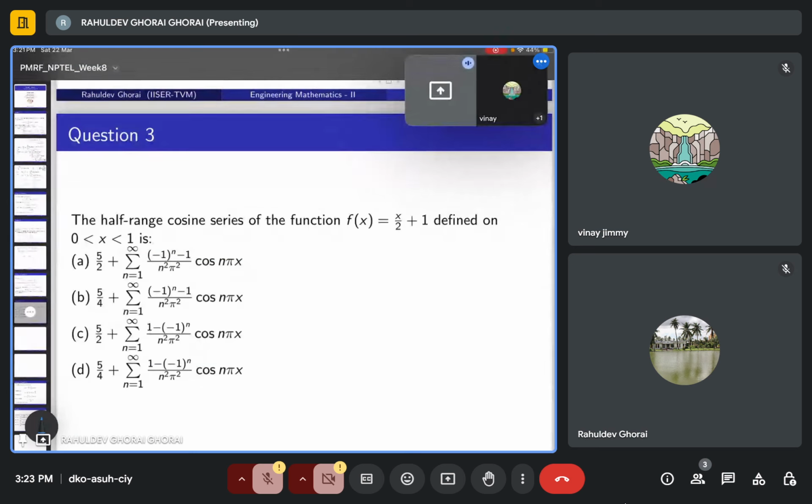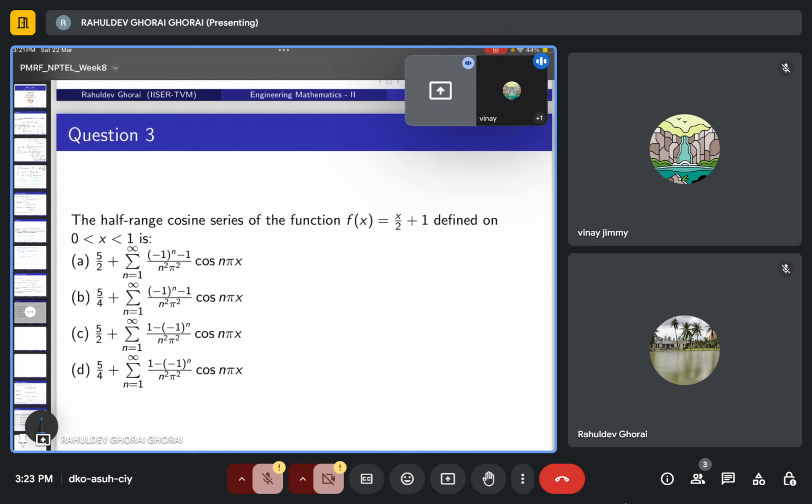Okay, so now it comes to the function f(x) equal to x over 2 plus 1 in the half range cosine. What we have to find is the half range cosine series of the function f(x) equal to x over 2 plus 1. So what's the meaning of half range cosine series?